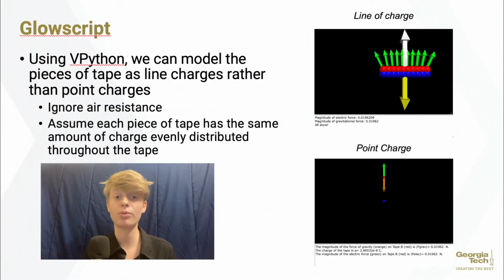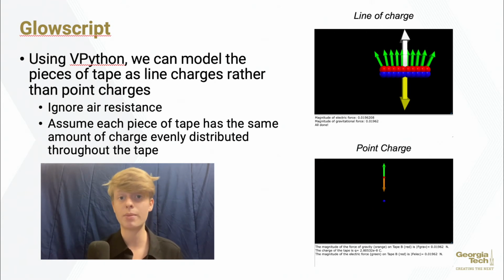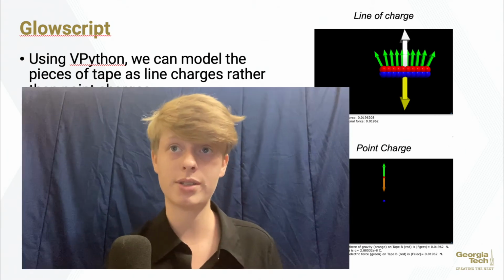We found that when you model the tapes as lines of charge rather than point charges, and hold that the magnitude of the force of gravity and the magnitude of the electric force is the same as it was before, the charge for the line charge is much higher than the charge that we found when we modeled the tapes as point charges. These values differ because now we're taking into account the charge being distributed along the length of the tape, which means that the charge that we found here is likely to be much closer to the actual charge in real life.